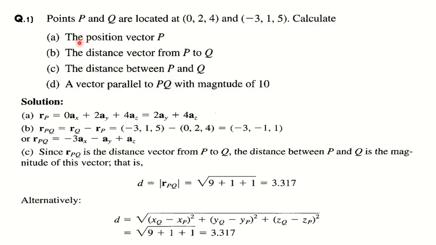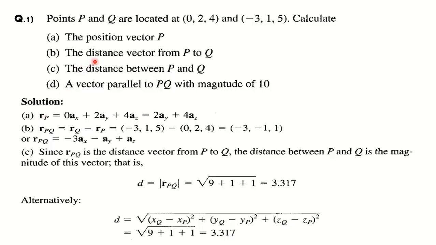So we will see this problem. In the first, it is asked for the position vector P. So point P is located at (0, 2, 4). Therefore the vector associated with that point P is 0 ax bar plus 2 ay bar plus 4 az bar. What I have done simply here is consider the coordinates of that point P, and so this is the vector associated with that point P.